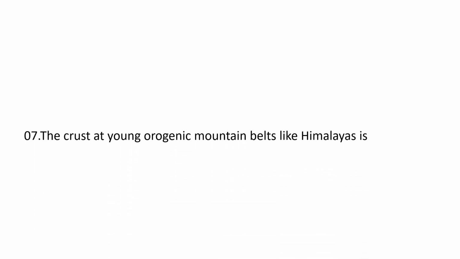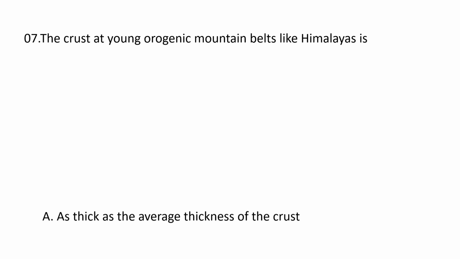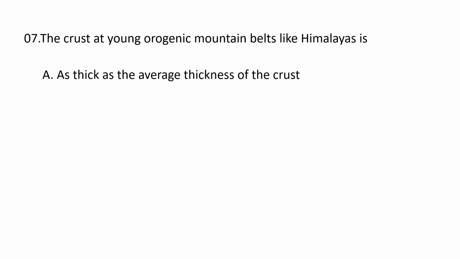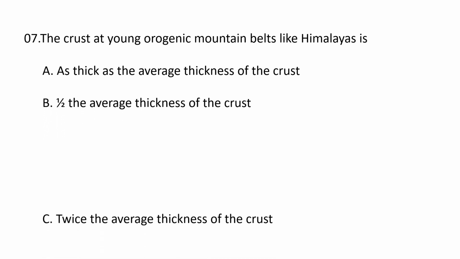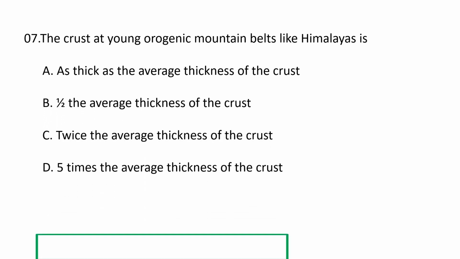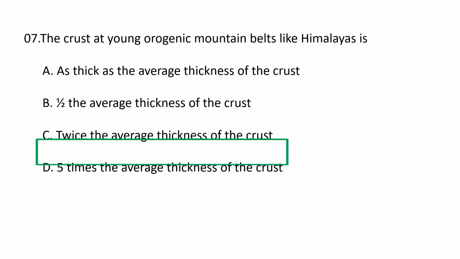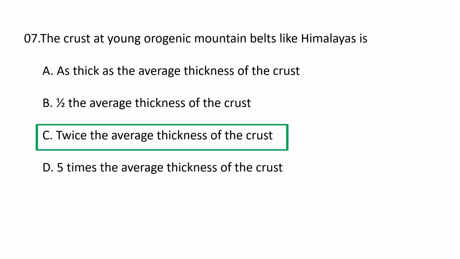Next question. The crust at young orogenic mountain belts like the Himalayas is A. As thick as the average thickness of the crust. B. Half the average thickness of the crust. C. Twice the average thickness of the crust. And D. 5 times the average thickness of the crust. The crust at young orogenic mountain belts like the Himalayas is twice the average thickness of the crust.